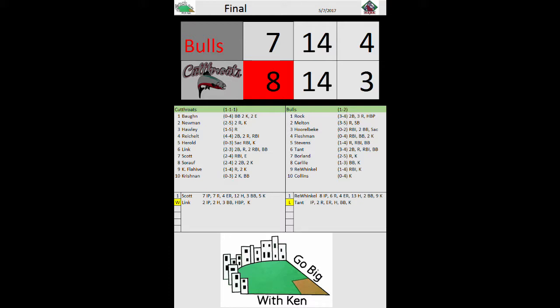Cutthroat of the week goes to Mark Link. He came in to pitch 2 innings and get the win. From the plate, he goes 2 for 3 with 2 RBIs and a run and 1 walk. Cutthroats get their first win of the season.